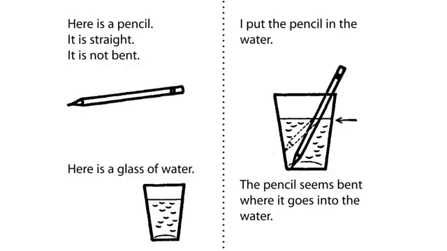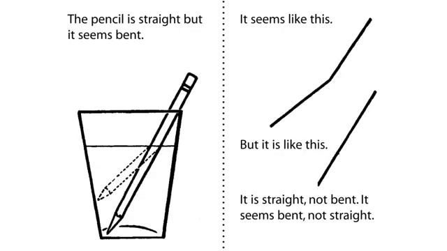Here is a pencil. It is straight. It is not bent. Here is a glass of water. I put the pencil in the water. The pencil seems bent where it goes into the water. The pencil is straight, but it seems bent. It seems like this, but it is like this. It is straight, not bent. It seems bent, not straight.